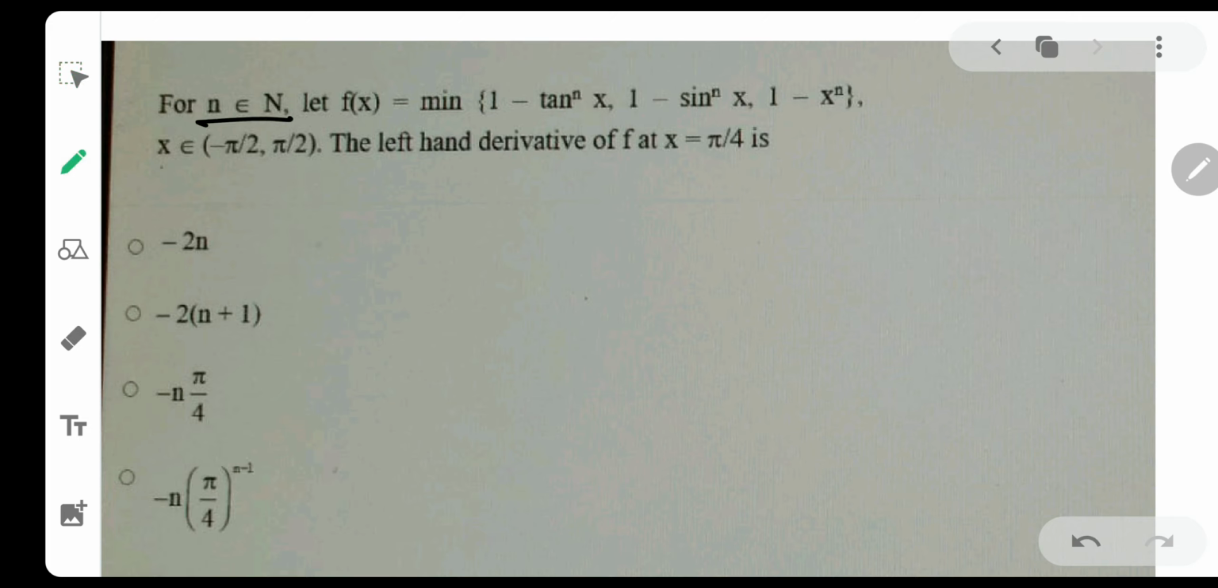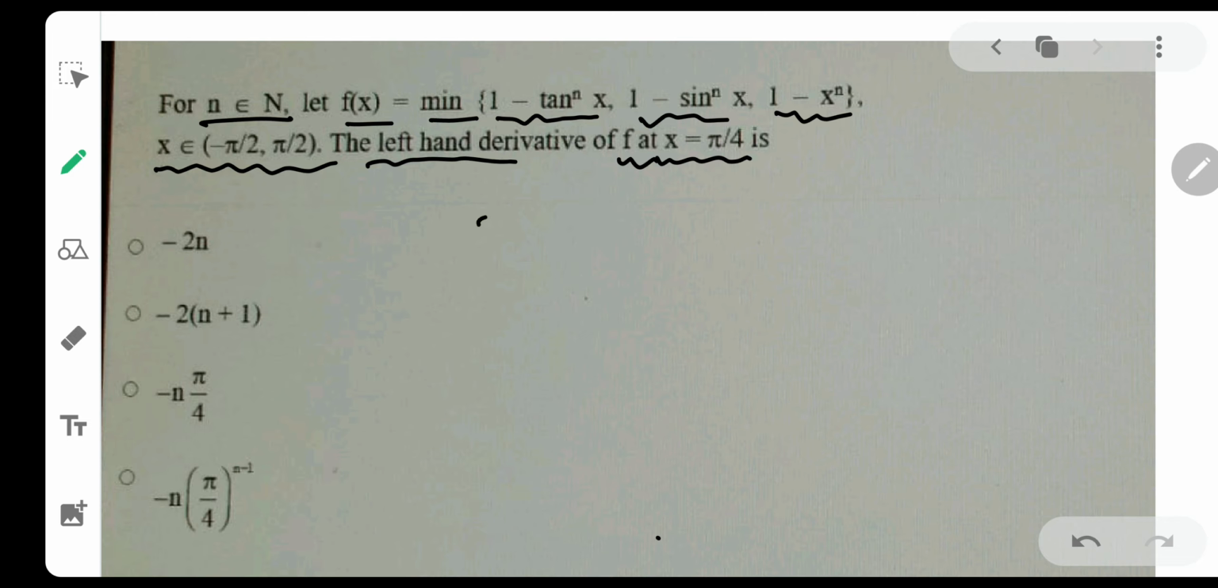N belongs to natural numbers and f(x) is given to be the minimum of the functions 1 minus tan raised to n x, 1 minus sin raised to n x, and 1 minus x raised to n. The domain is minus pi by 2 to pi by 2. We need to calculate the left hand derivative of f at x equal to pi by 4. It's a very simple question. You just have to look at all the values to the left hand side of pi by 4.